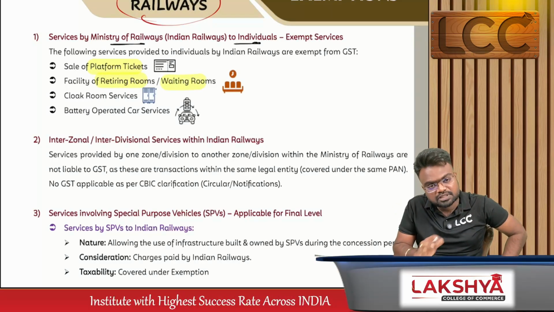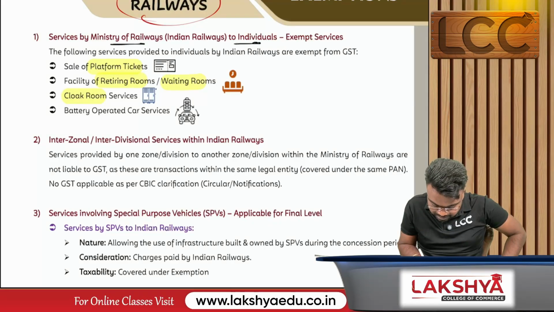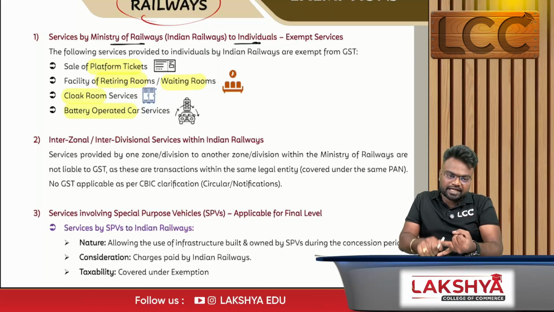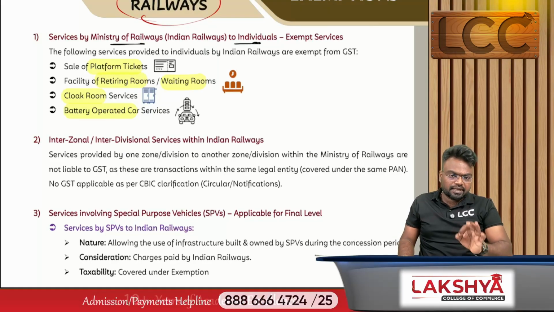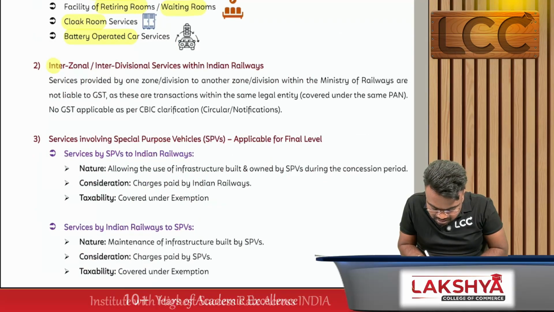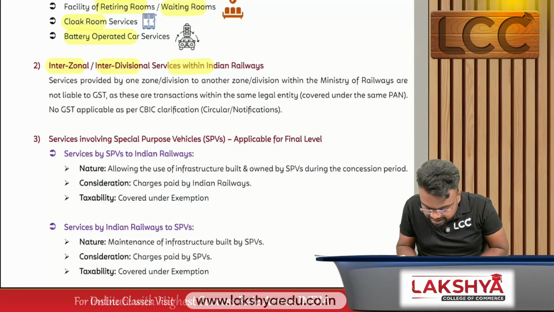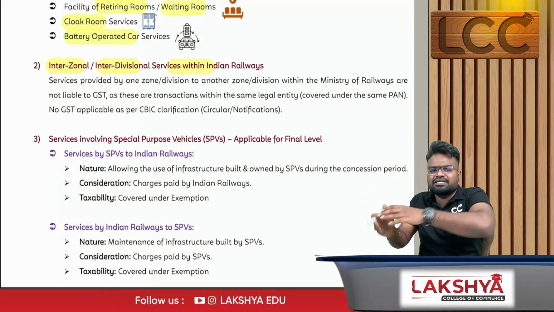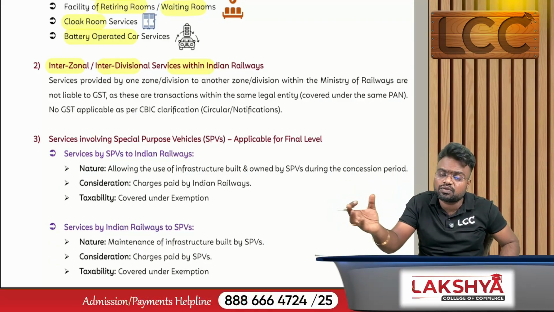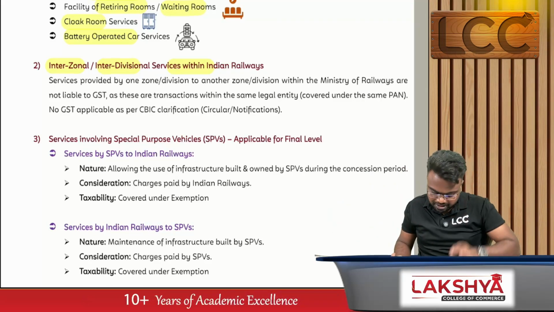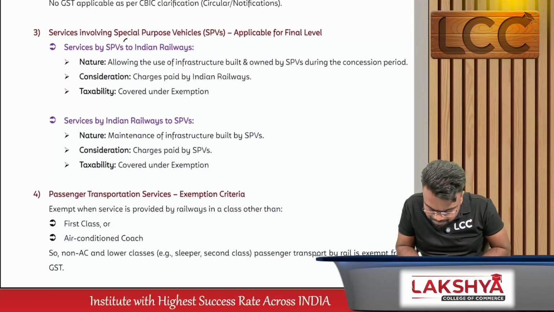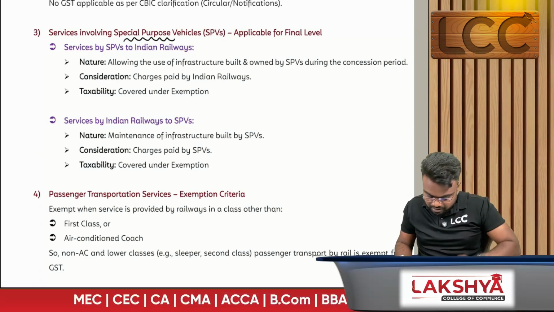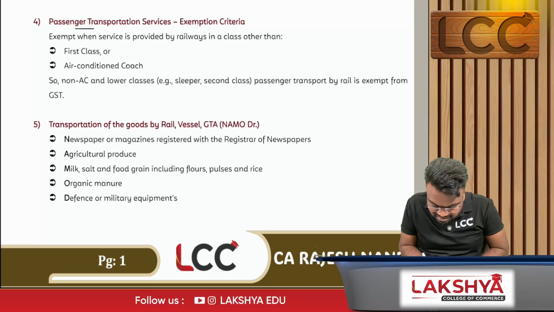Retiring rooms, waiting rooms exempted. Clock rooms exempted. Battery operated cars exempted. So these 4 things are exempted: platform, waiting rooms, clock rooms, and battery operated cars. Next, interzonal, interdivisional services within Indian Railways. That means one branch of Indian Railways to another branch of Indian Railways, that is, one railway station providing any other services to another railway station, that is also exempted. And there is something called special purpose vehicle, but this concept is not applicable for CA Inter. So ignore.